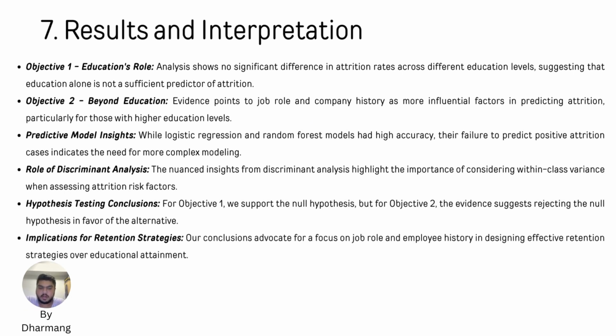In summary, our final analysis concludes that for Objective 1, education does not significantly predict attrition, affirming the null hypothesis. However, for Objective 2, the role and the number of companies an individual has worked for are significant predictors, leading us to reject the null hypothesis. This nuanced understanding underscores the importance of job satisfaction and history over educational background in retention strategies. These insights are crucial for developing targeted interventions to maintain a stable and committed workforce.